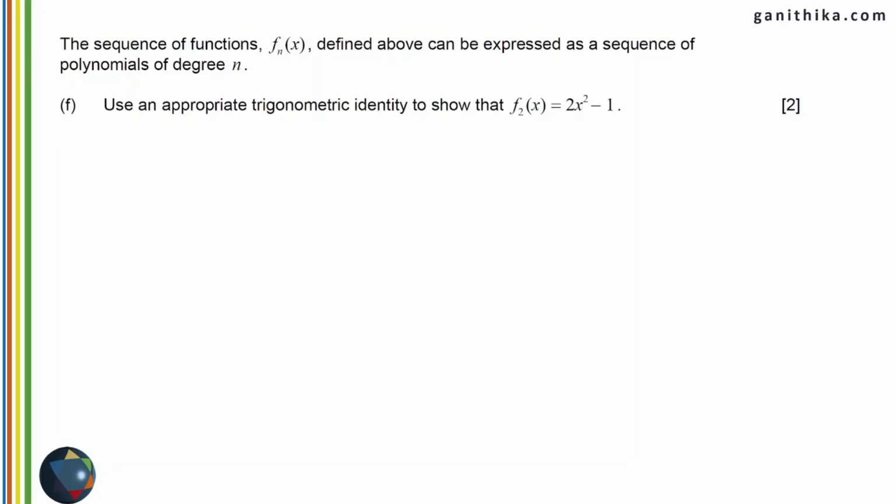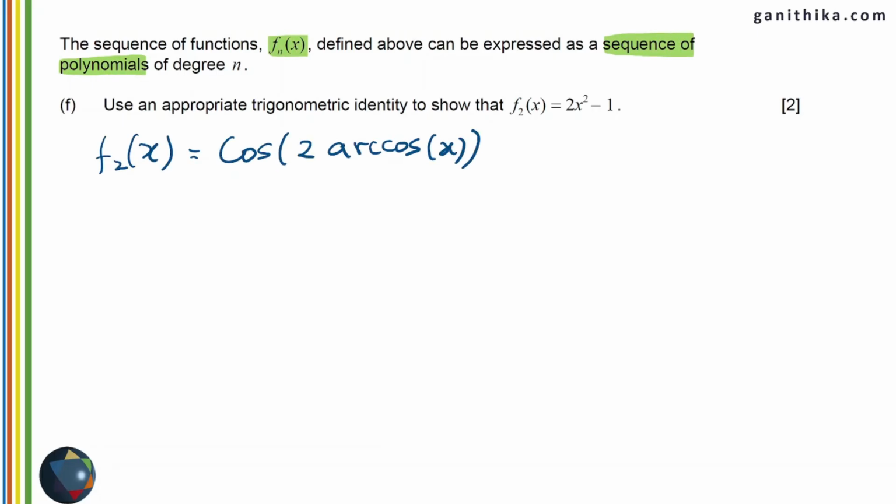Let's write f2 of x first. f2 of x is equal to cos of 2 arc cos of x. So, this is the expression for f2 of x. Now, we have to get rid of all the cosines and arc cosines from the expression. So, how is it possible? That is why you are given this information that you have to use an appropriate trigonometric identity.